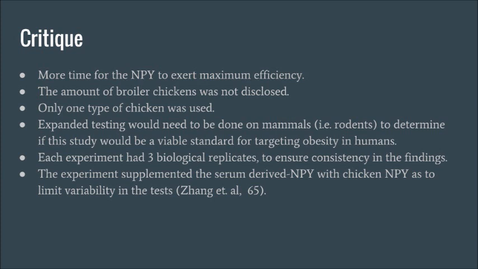Another critique is that only one type of chicken was used. This could show insufficient results because it could affect different types of chickens differently. Furthermore, it would be more sufficient to transfer this target to humans where mammals are used, i.e. rodents. Several positive notes of this study were that each experiment had 3 biological replicates to ensure consistency within the findings. Furthermore, the experiment supplemented the serum-derived neuropeptide Y with chicken neuropeptide Y to limit variability within the testing.